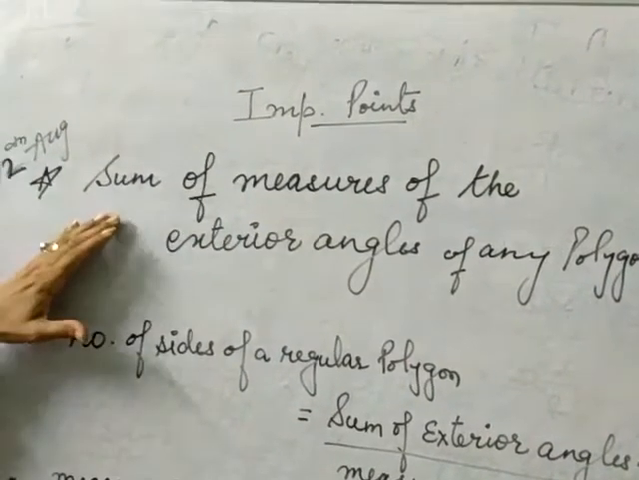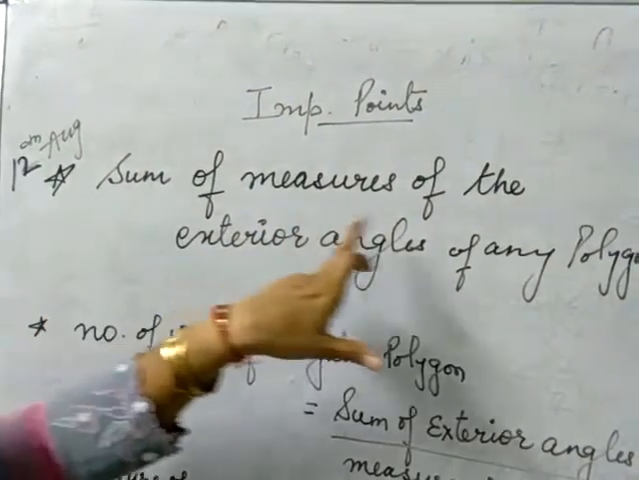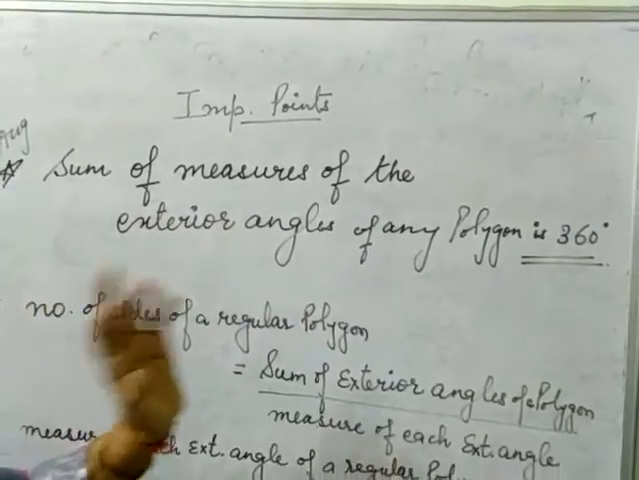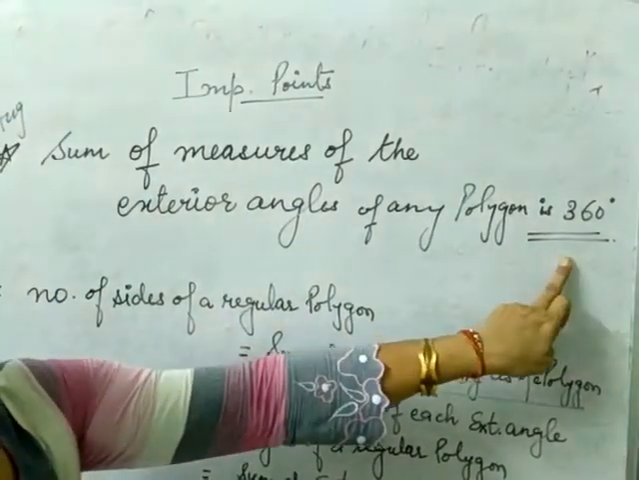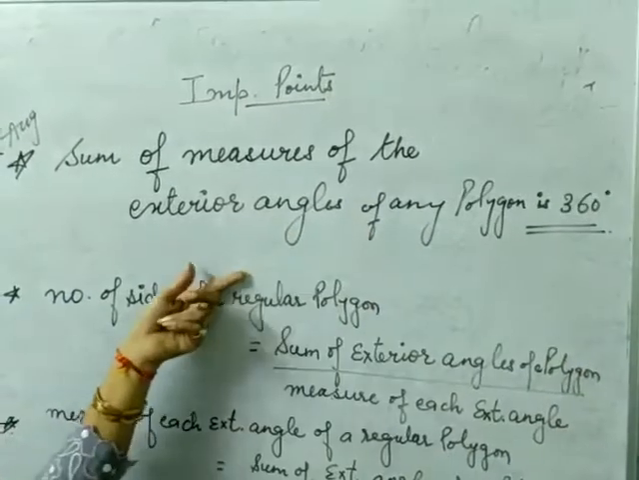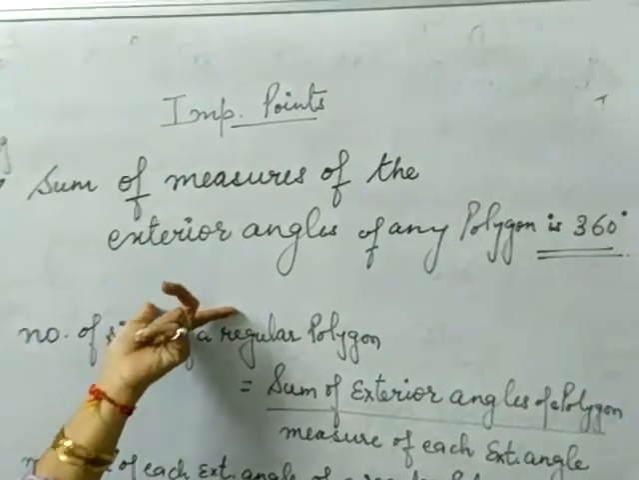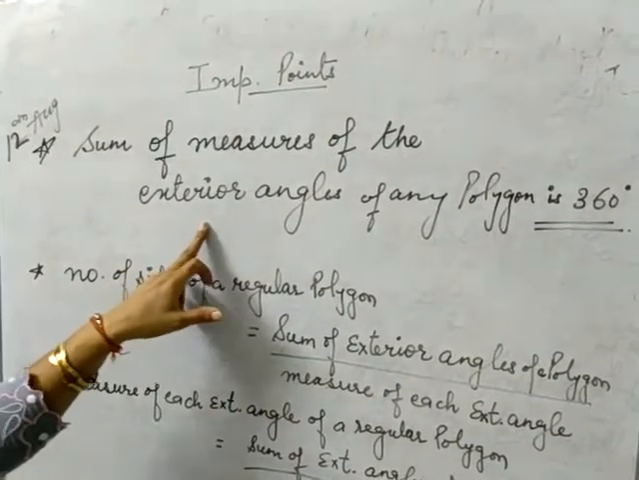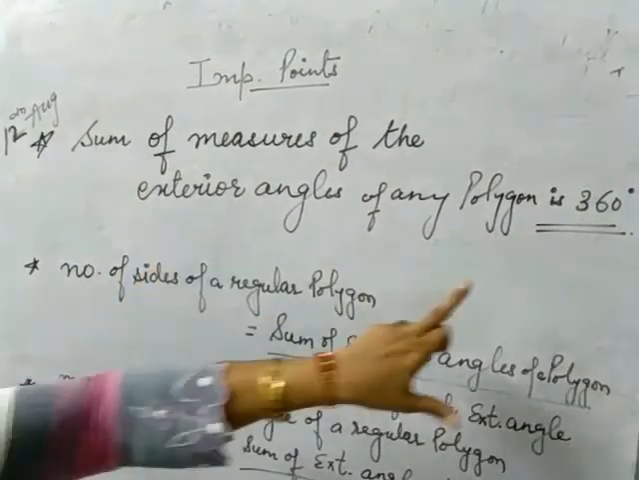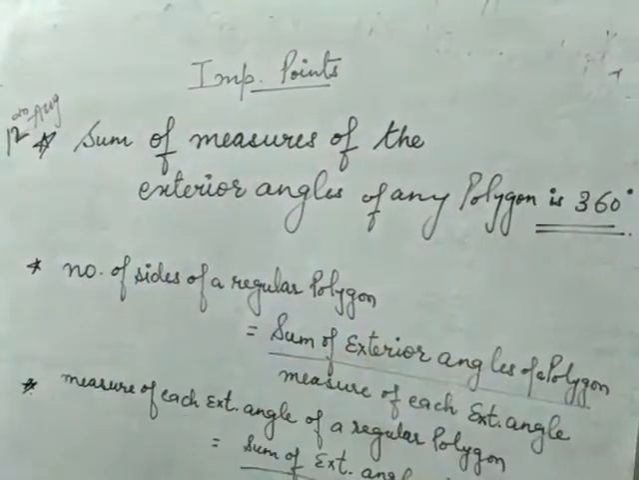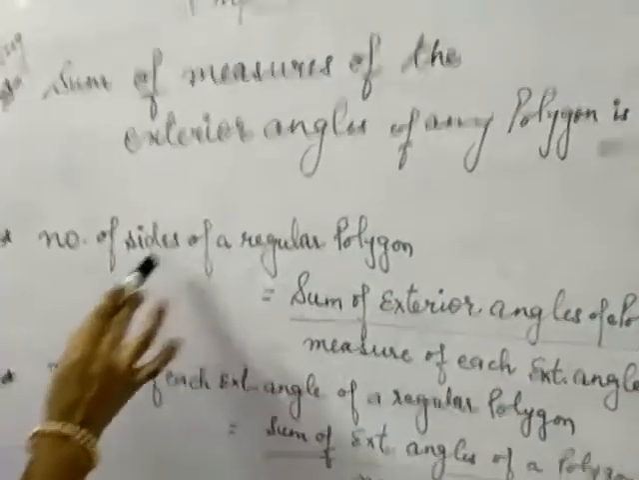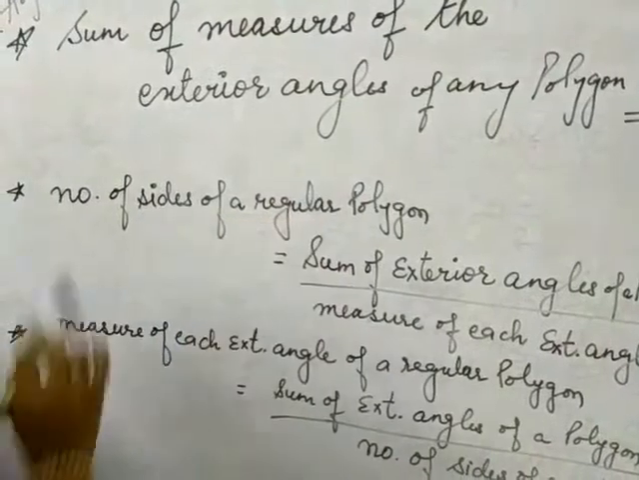The first concept is that the sum of the measures of the exterior angles of any polygon is always 360 degrees. If it is a triangle, then also the sum of the exterior angles is 360 degrees. If it is a pentagon, then also the sum of all 5 exterior angles is 360 degrees. In all the polygons.